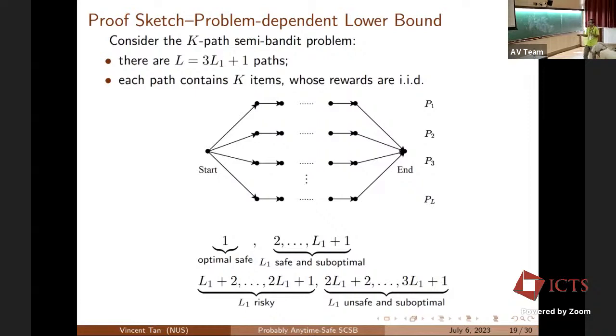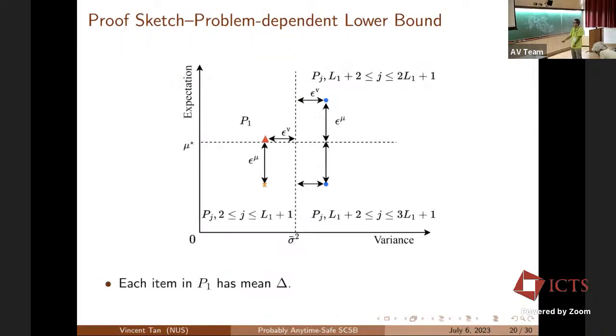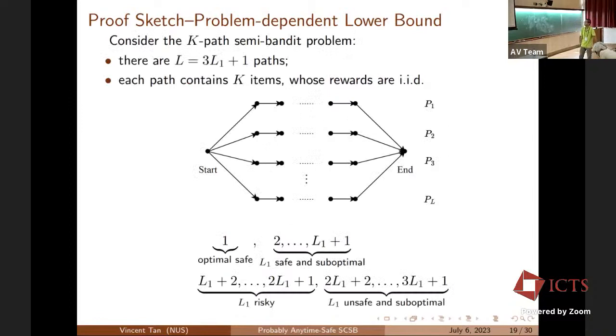There are L1 carefully chosen safe and suboptimal paths. There are L1 risky paths, so they are unsafe, but possibly have means that are bigger than the optimal safe path. There are L1 unsafe and suboptimal paths. Each one of the paths is going to be carefully constructed so that we have an instance-dependent lower bound. That makes sense. I'm just going to talk about maybe one of them.